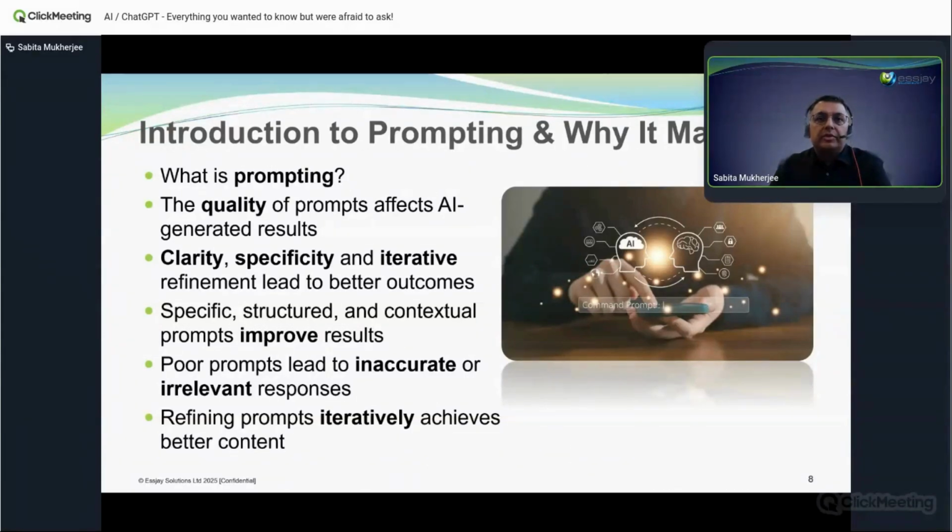Good prompting involves being specific, structured, and setting context. Poorly written prompts can lead to inaccurate responses. Using clear instructions and refining prompts iteratively can help achieve more useful AI generated content. Think of prompting as your conversation with AI. The better you ask, the better the answer.